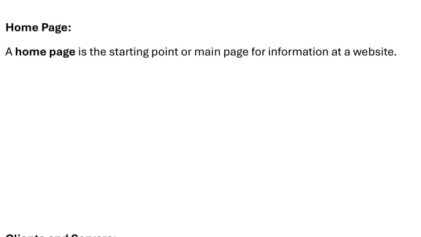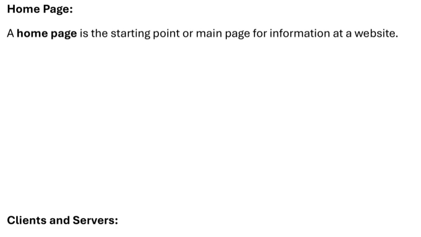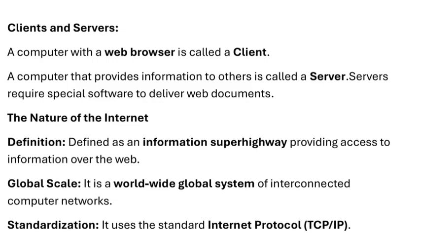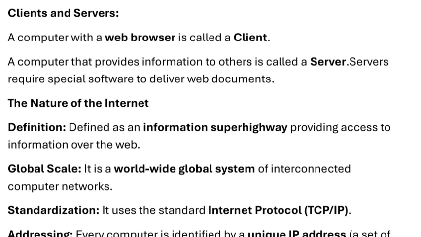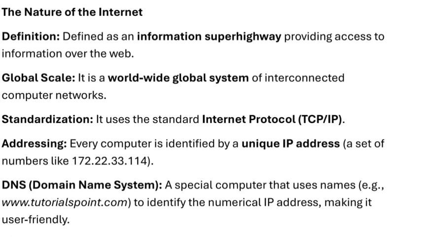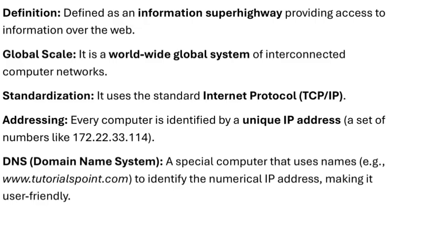Home page, a home page is the starting point or main page for information at a website. Clients and servers, a computer with a web browser is called a client. A computer that provides information to others is called a server. Servers require special software to deliver web documents. The nature of the Internet definition, defined as an information superhighway providing access to information over the web.